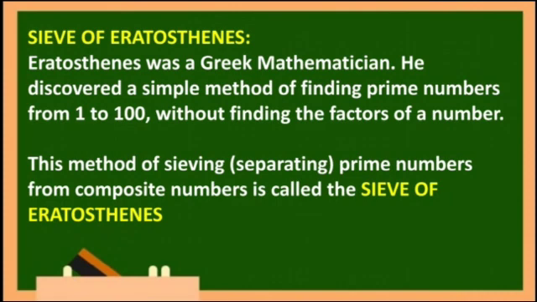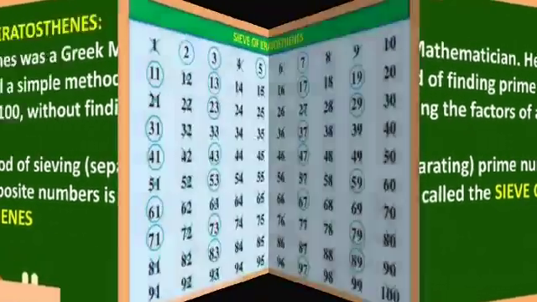In the 3rd century, the Greek mathematician Eratosthenes gave a simple way of finding prime numbers and composite numbers from 1 to 100 without finding the factors of a number. This method of sieving or separating prime numbers from composite numbers is called the sieve of Eratosthenes. Let's discuss the steps to be followed in order to find the prime numbers using the sieve of Eratosthenes.